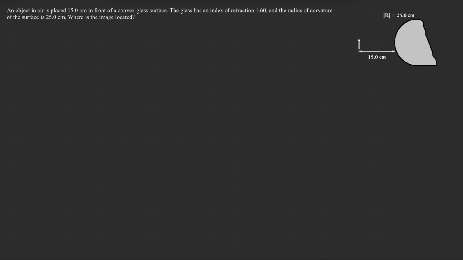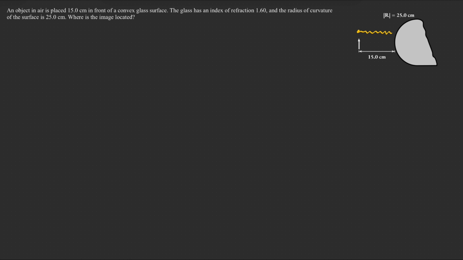Okay, an object in air is placed 15 centimeters in front of a convex glass surface. The glass has an index of refraction of 1.6, and the radius of curvature of the surface is 25 centimeters. Where's the image located? So now, let's think about this. Let's start our light ray at our object, and let's see what happens to it.